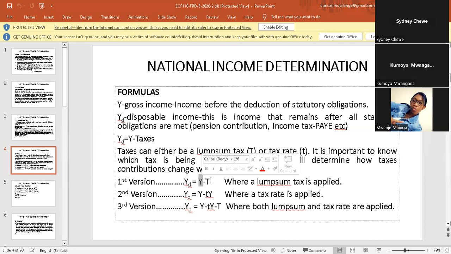Now, tax can be in two forms. Tax can be given as a lump sum, or it can be a tax rate. Lump sum tax is just tax that is charged as income.